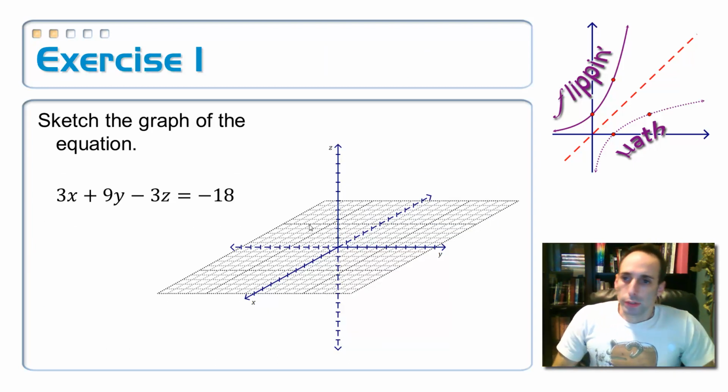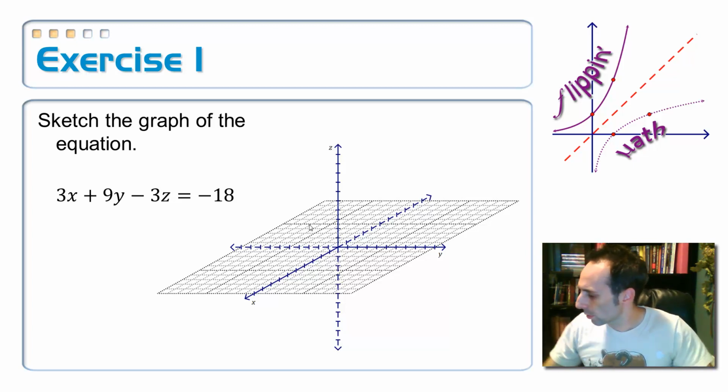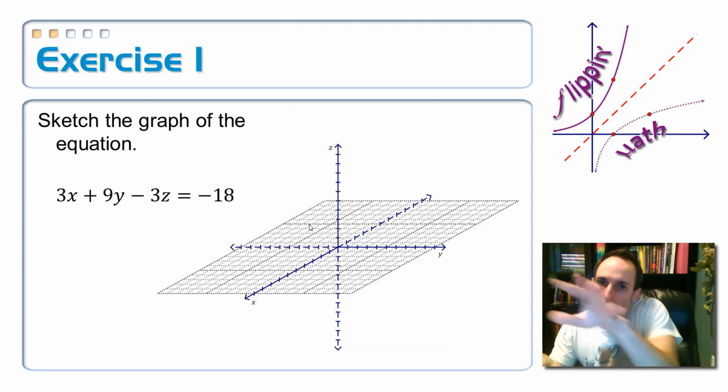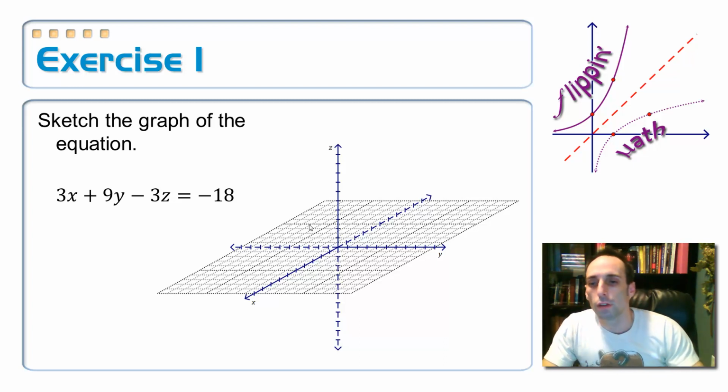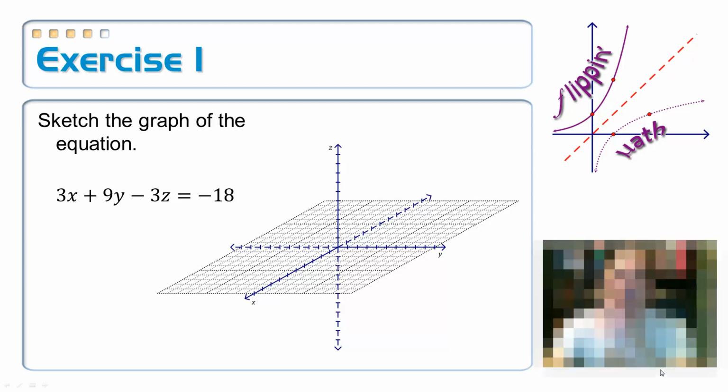Okay. So, for exercise one, let's have you graph this next one. Are you going to graph this one, or are we going to graph this one together? Let me see. You're going to graph this one by yourself. So graph this equation, sketch the graph of it. It's just going to be the triangular part. I'm not expecting you to graph the whole entire plane, right? Of 3x plus 9y minus 3z equals negative 18. Okay, so go ahead and pause the video, graph that, and then let's see how you did.